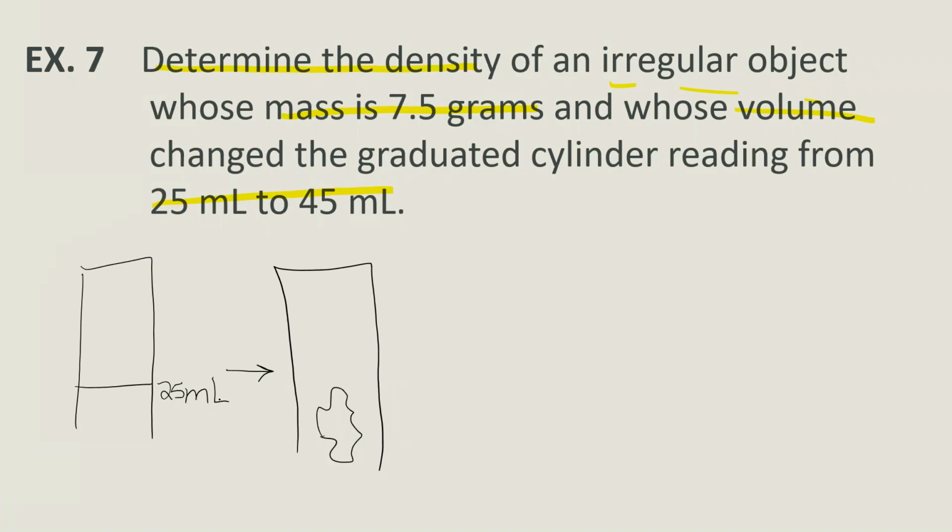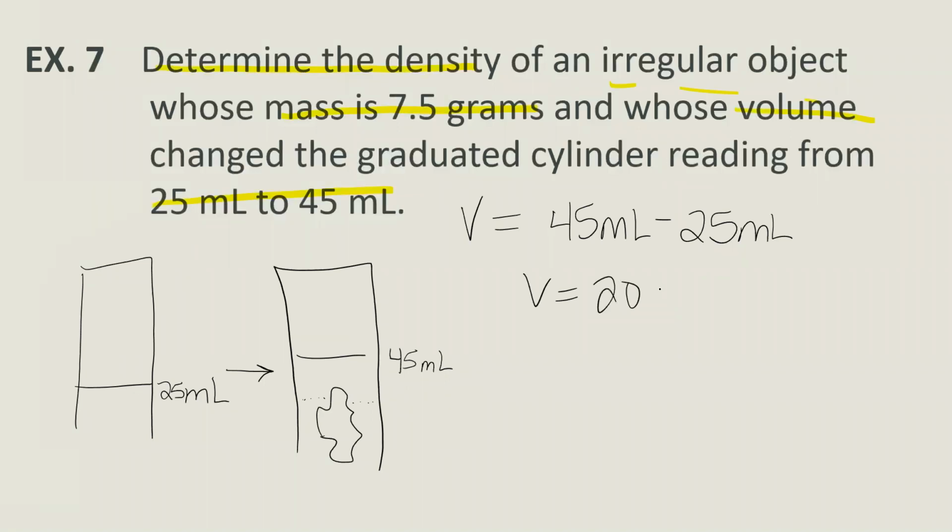As I added it, the water level increased from 25 to now 45. So the water level was pushed up. So in this case, to find volume, all we have to do is take the new water level minus the original water level, and that will tell us the volume of that irregular shaped object. So it's 20, and you can never have a negative number. It's always the biggest number minus the smallest. The new volume minus the old.